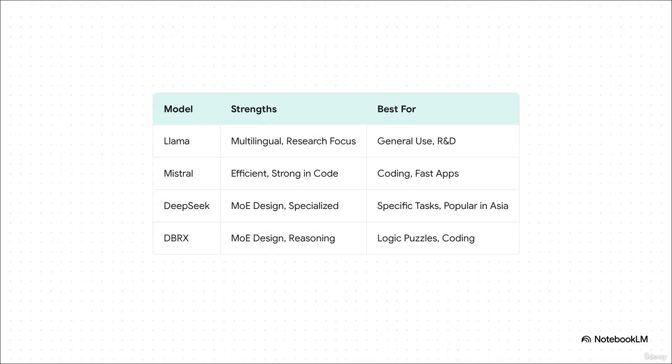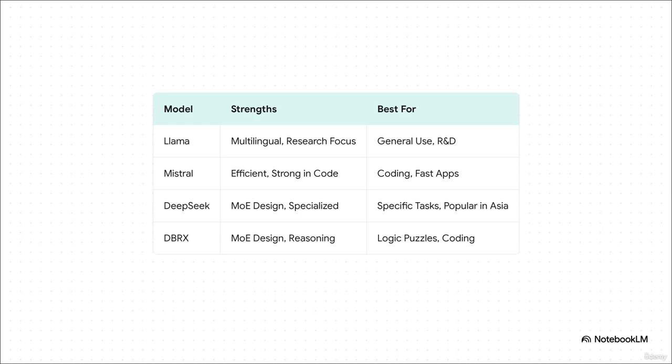Okay, so let's just pull this all together for a second. How do you choose? Well, if you need a really versatile, research-backed model that's great with different languages, Llama is probably your best bet. If you're all about speed and coding, especially if you don't have a super powerful computer, Mistral is a fantastic choice. But if your work involves chewing through really complex problems, that specialized mixture of experts design in both DeepSeek and DBRX gives them a serious edge in both efficiency and pure reasoning power.